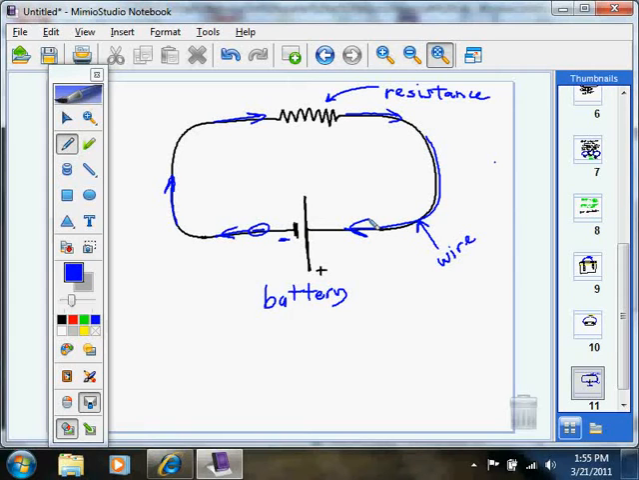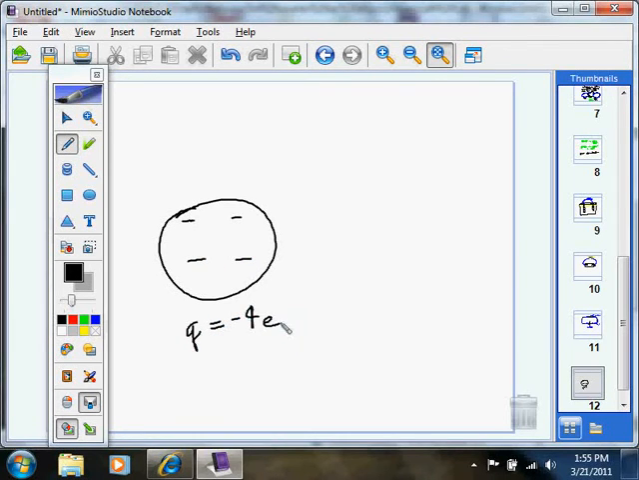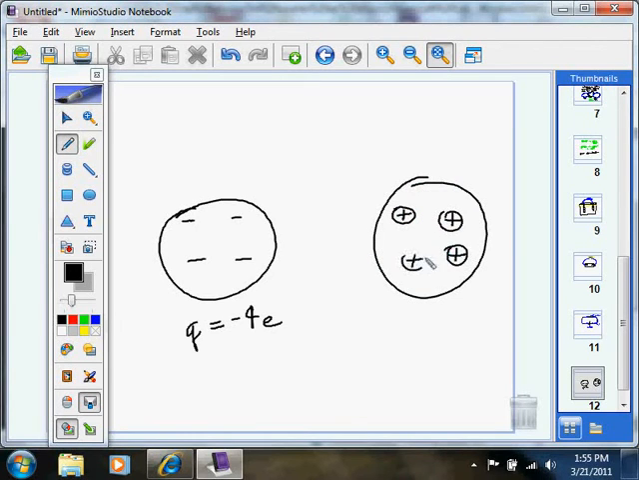So let's go back to a more simpler diagram. Let's start off with our positive, our negative 4. And let's say this is positive 4. And let's say we connect a wire through a light bulb. Go back over here.